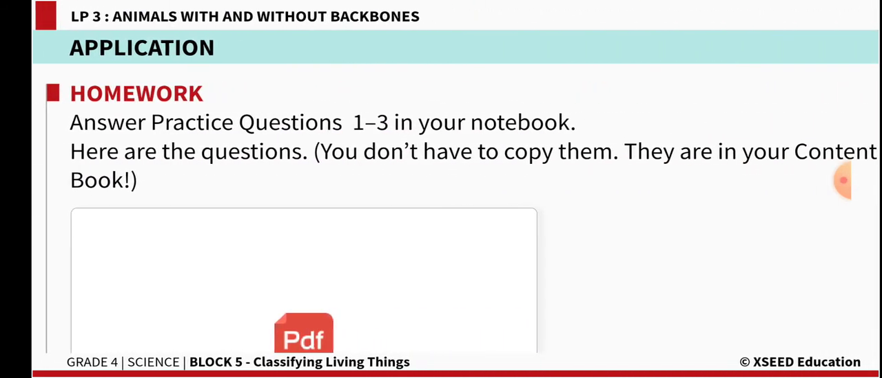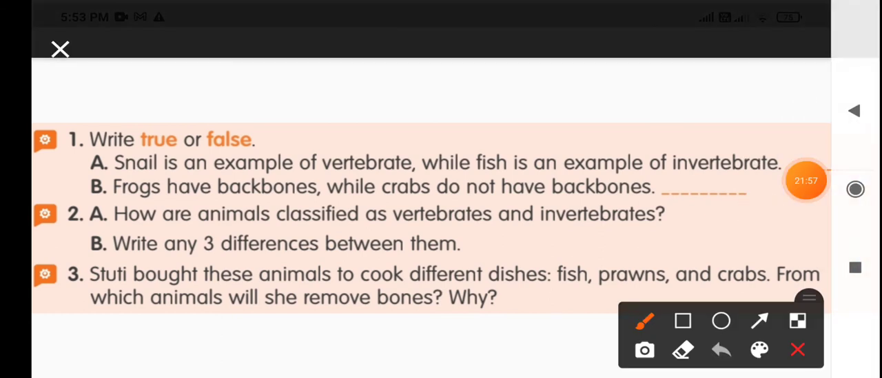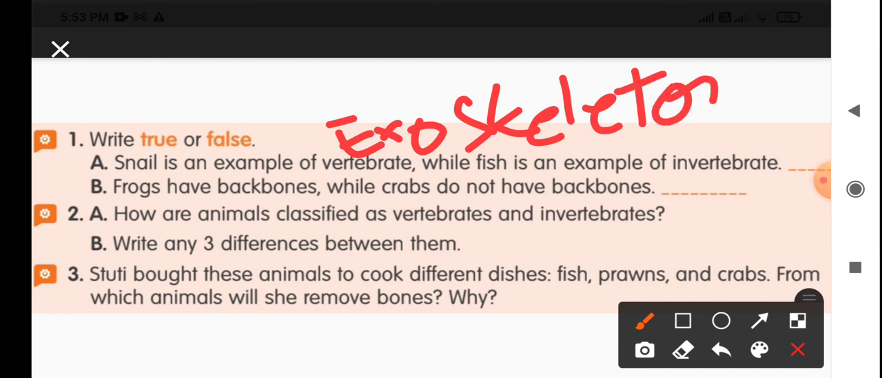What are the more practice questions given? We'll see. Okay, true or false? Snail is an example of vertebrate. Is snail a vertebrate? It has an exoskeleton. You know that animals which have an exoskeleton all come under invertebrates. While fish is an example of invertebrate. Is fish an invertebrate? No. So what will the answer be? You write on your own. Frogs have backbone while crab do not have backbone. Yes, frog has a backbone. So you write your answers either true or false.